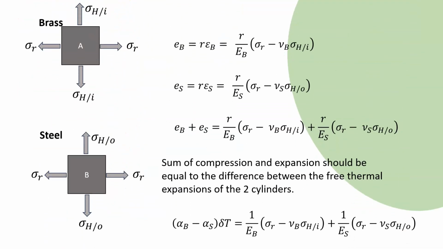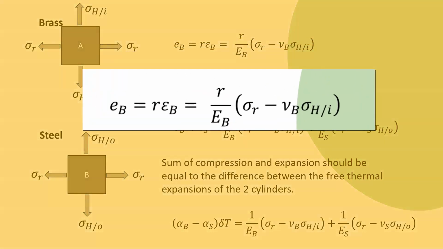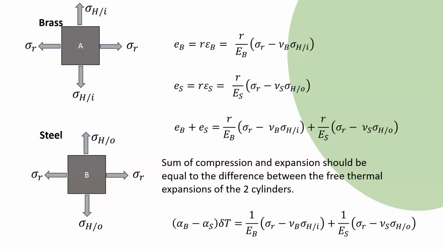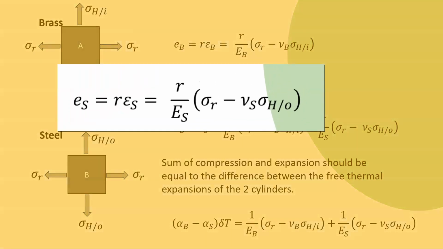For each of the stress elements we can write equations for deformations in terms of stresses. First, for element A, delta EB is equal to R times strain, epsilon B, which is equal to R divided by the modulus of elasticity, multiplied by (sigma R minus nu times sigma theta). In these equations, the subscript B is used for brass cylinder, which is the inner cylinder, and the subscript S is used for steel, which is the outer cylinder. A similar equation is written for the outer cylinder as well.